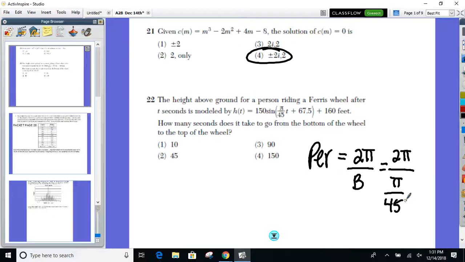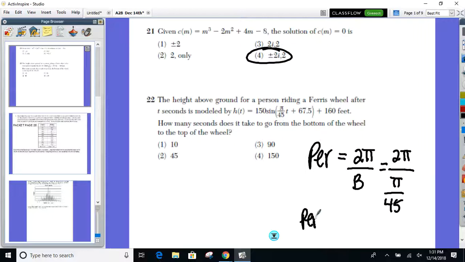Amplitude, A value. Pi over 45, that's my frequency, my B value. Do we remember what that was? Which way? Left and right. Yep, the phase shift. And then this was my 160. Vertical shift. Yep.